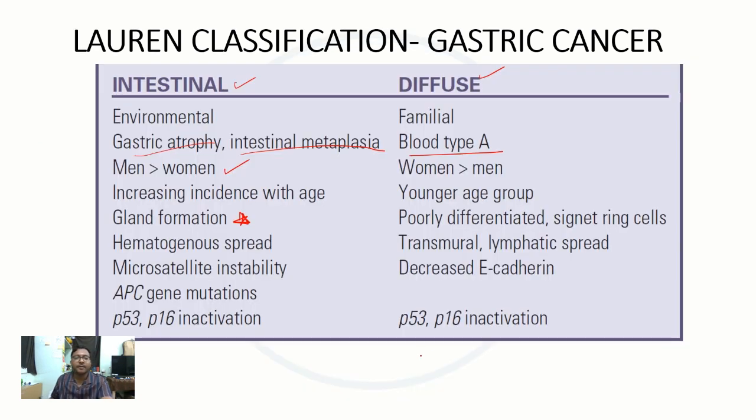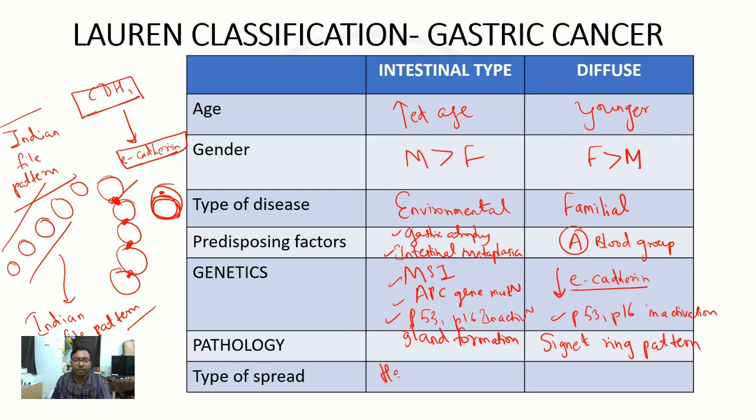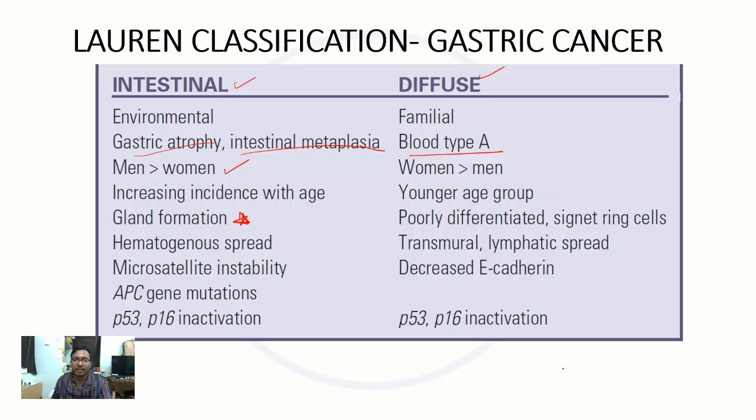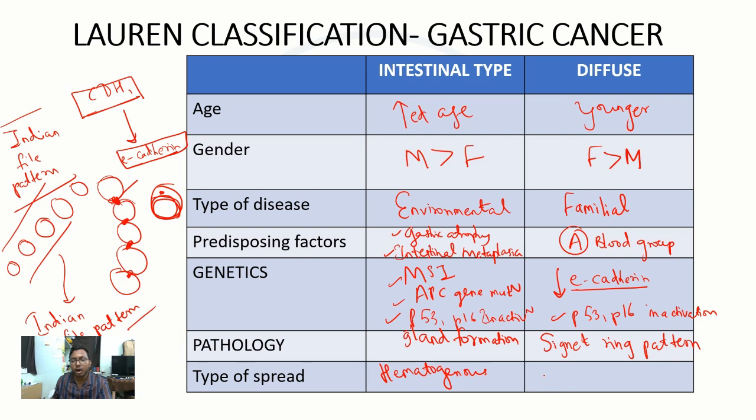Then, what type of spread is commonly seen in intestinal type of gastric cancer? It is mainly blood, so it is mainly hematogenous spread, right? Whereas in case of your diffuse type, it is more of a transmural or lymphatic spread. Okay, so it will be continuous. That is why transmural or lymphatic spread. These are the important characteristics between intestinal type of gastric cancer and diffuse gastric cancer. So the name of the classification is Lauren classification, right?